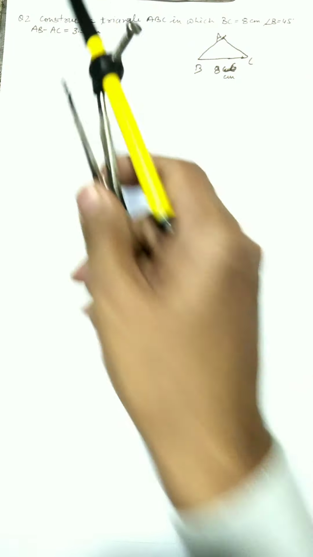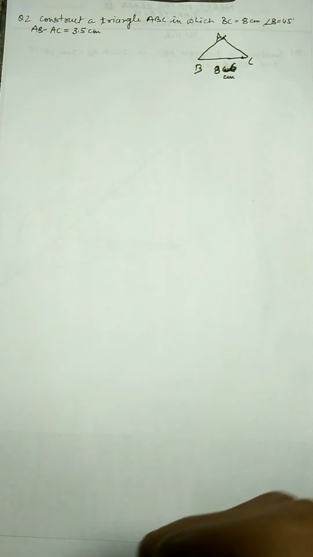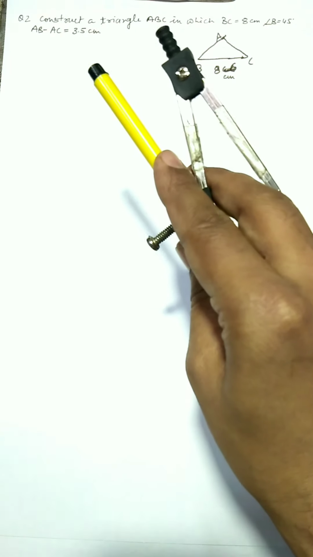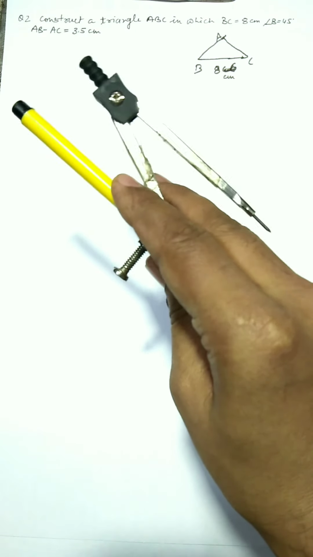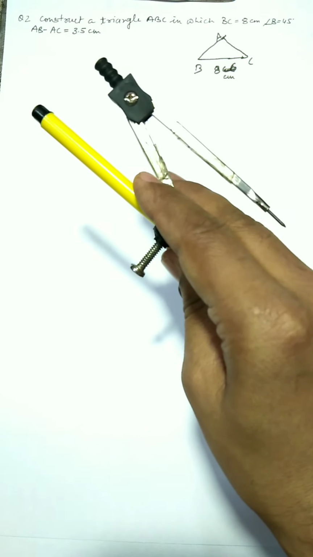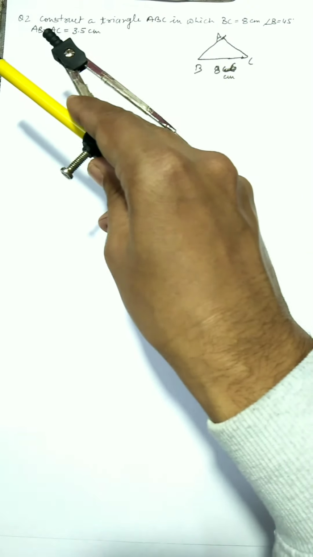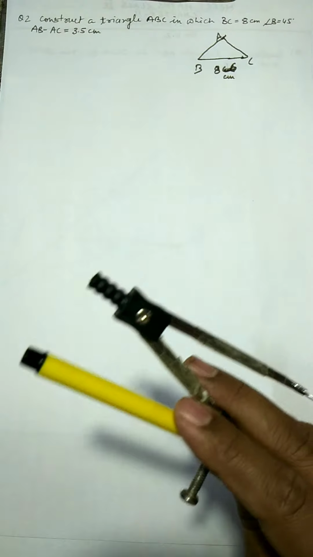Construct a triangle ABC in which BC equals 8 centimeter, angle B equals 45 degree, AB minus AC is 3.5. So here we can think of one important thing: AB minus AC equal to 3.5 means that AB has to be bigger, because only from a bigger number, if you subtract a smaller number, you will get a positive answer. So our difference is positive, it means that AB is greater than AC.